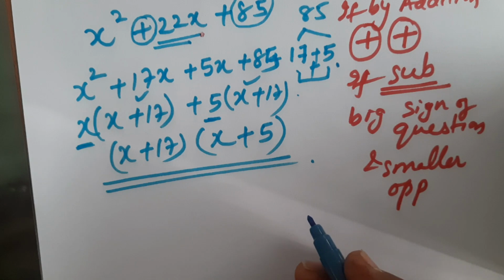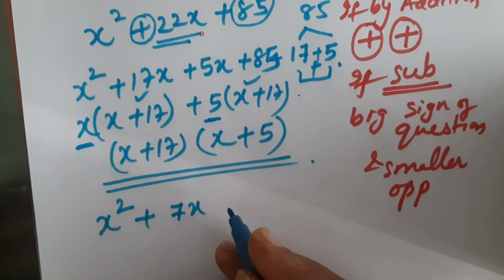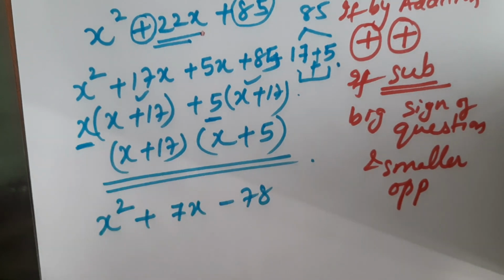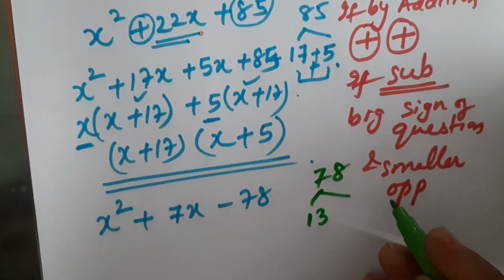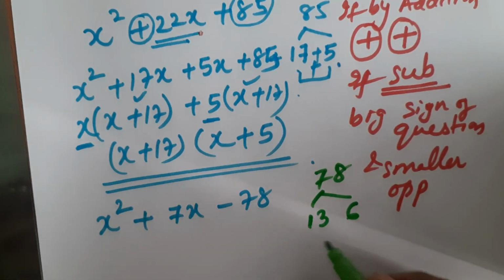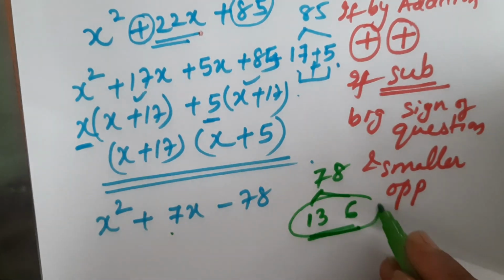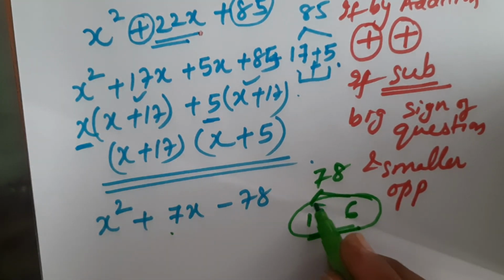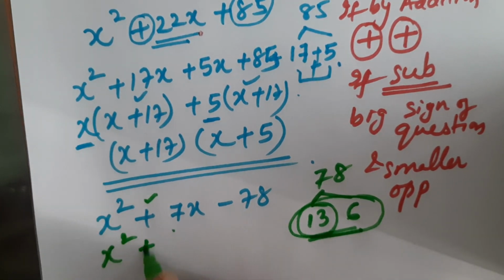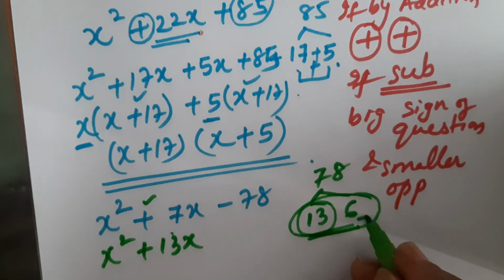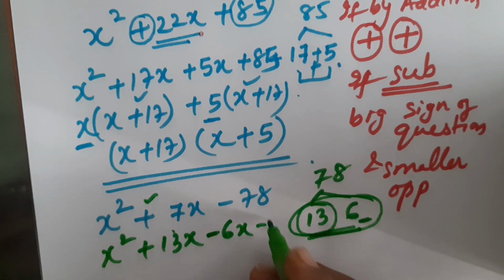So let's start with one more example. x square plus 7x minus 78. So first we need to find the multiples of 78. 13 sixes are 78. Now by subtracting them, we are getting 7. So if by subtraction we are getting the middle number, the bigger number should be given the sign of the question. Here in the question we are having a plus sign, so to the bigger number we will give the sign of the question, and to the smaller number the opposite sign. Here we have taken plus, so the smaller number gets the opposite sign.